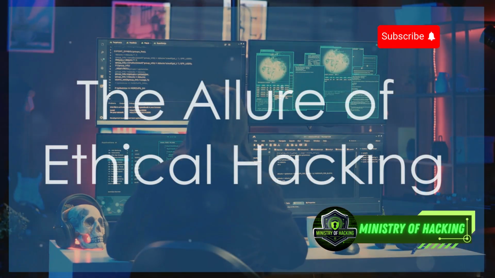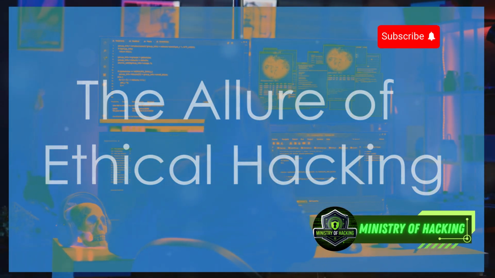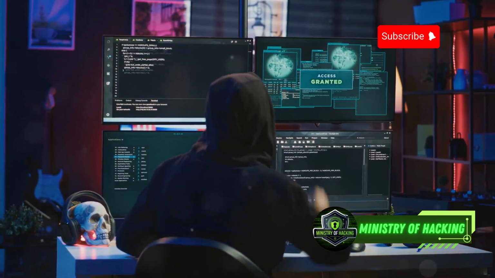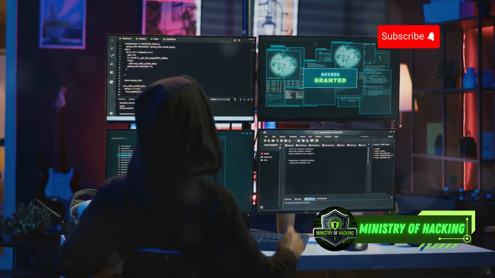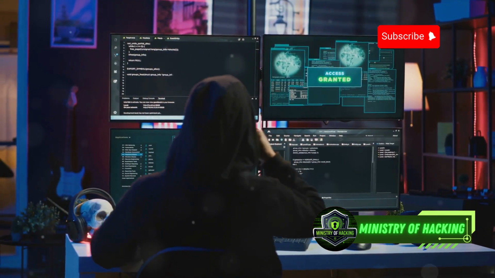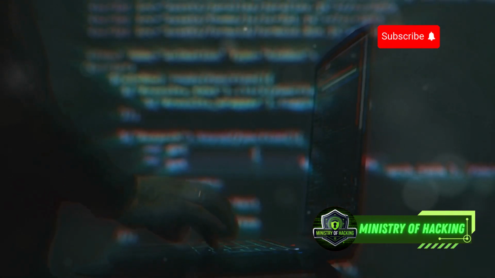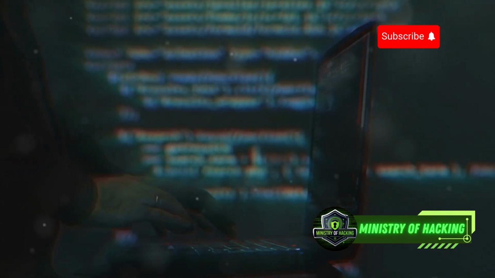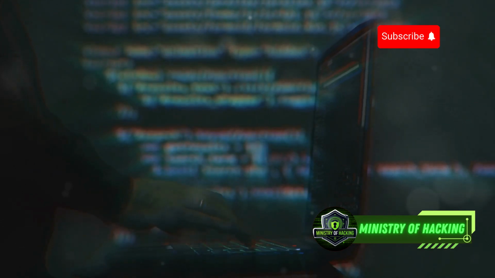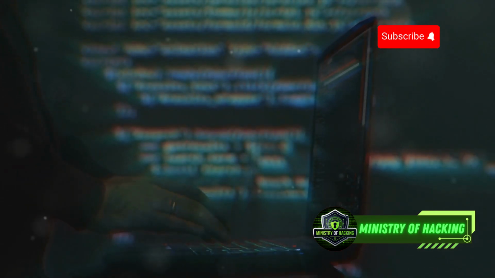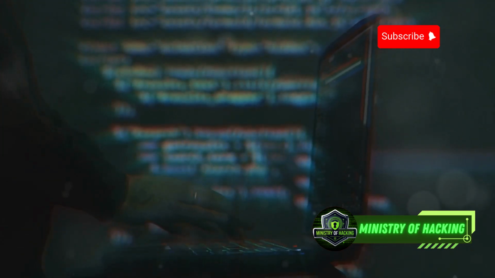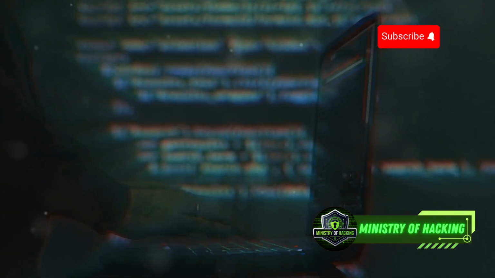The world of hacking holds a certain allure, doesn't it? It's a domain that captures the imagination, often depicted in movies and media as a shadowy underworld of digital intrigue. It's a realm often shrouded in mystery, conjuring images of digital shadows and clandestine operations. The very word hacking evokes a sense of danger and excitement, a dance on the edge of legality.